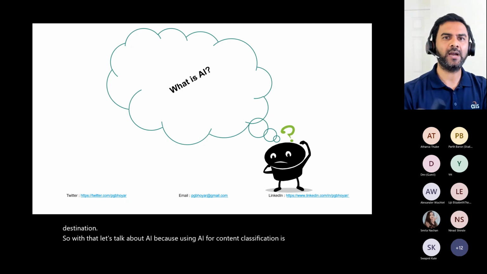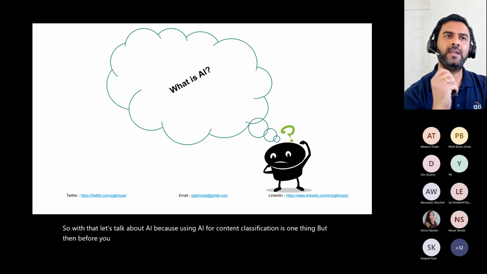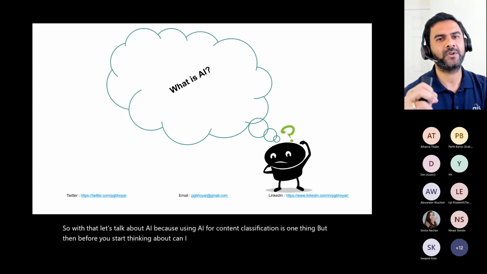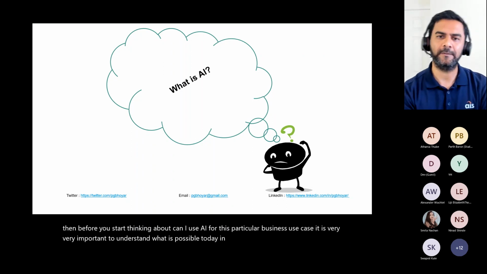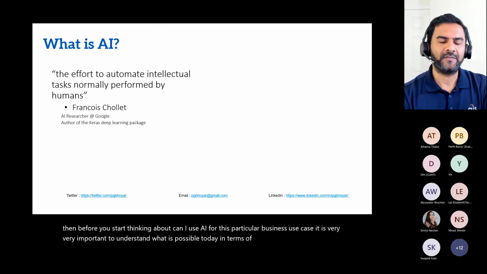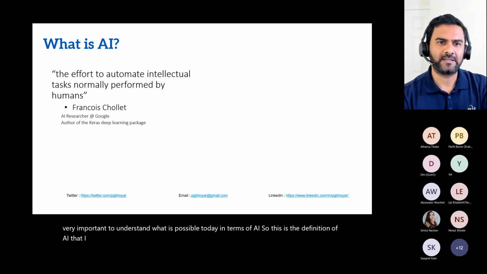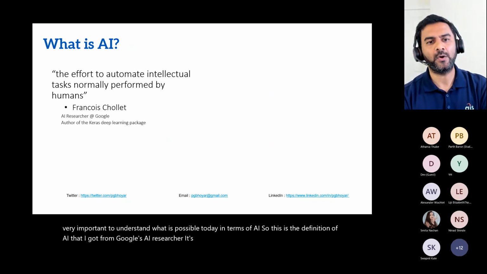So with that, let's talk about AI, because using AI for content classification is one thing, but before you start, you need to think about whether you can use AI for this particular business use case. It is very, very important to understand what is possible today in terms of AI. So this is the definition of AI that I got from Google's AI researcher. It's an effort to automate intellectual tasks which are performed by humans.